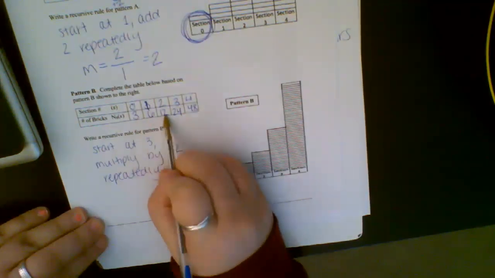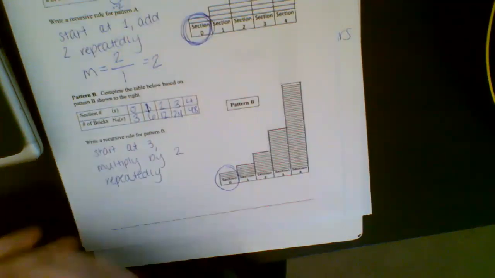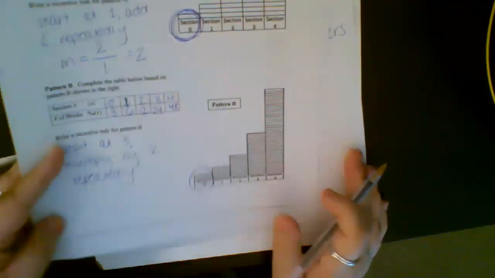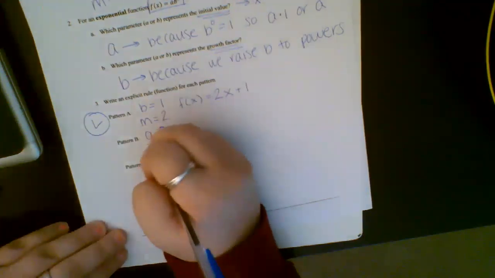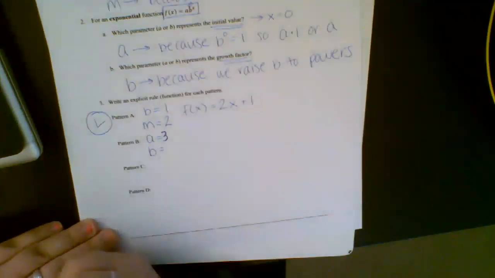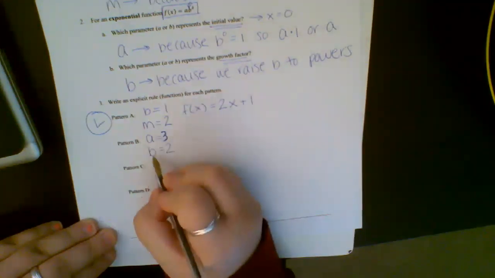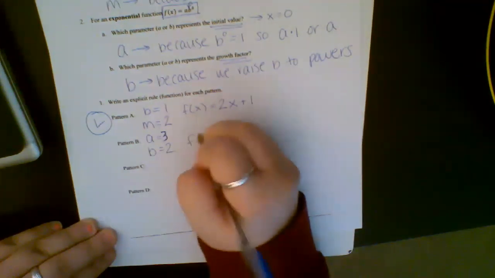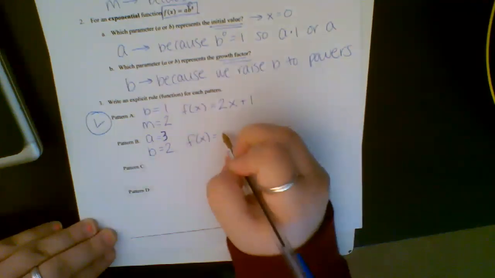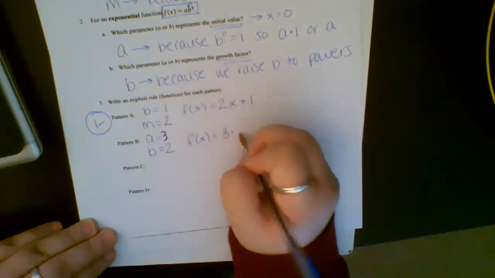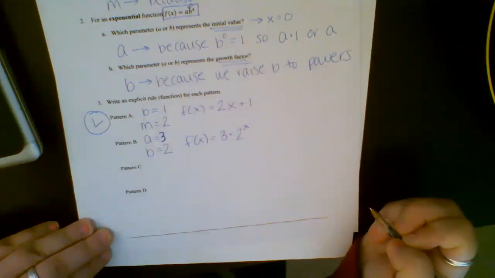3 in that first step of the pattern. Now we need our common number that we're multiplying by. Looking at our numbers, 3, 6, 12, 24, 48, every single time they're growing by doubling. And we determined that last class, so that means that my b value, or my repeated multiple, is going to be 2, because doubling means times 2. I have a, I have b, I plug it into my function. f of x equals a times b to the x.